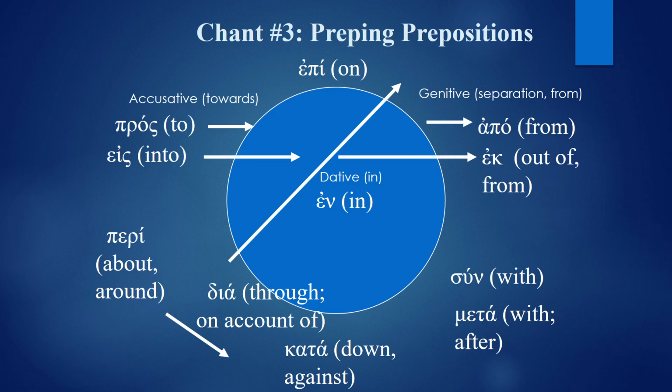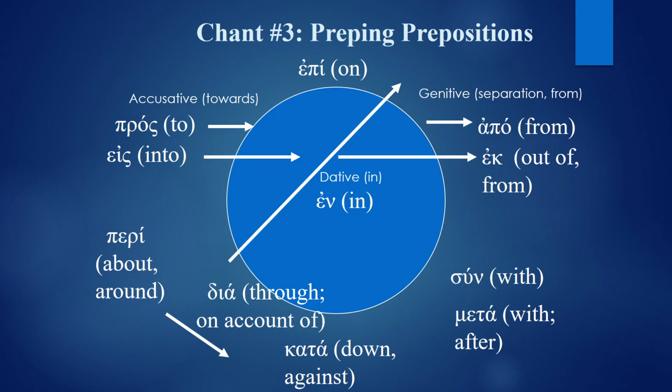Kata, you push your hand downward motion, and that means against. Then you lift your arm up like you're putting it around a buddy, and that's sun, means with. And then you take your right hand, and then you put your other arm up in the air around like the shoulder of a person on your left side, and that's meta, and that means with.